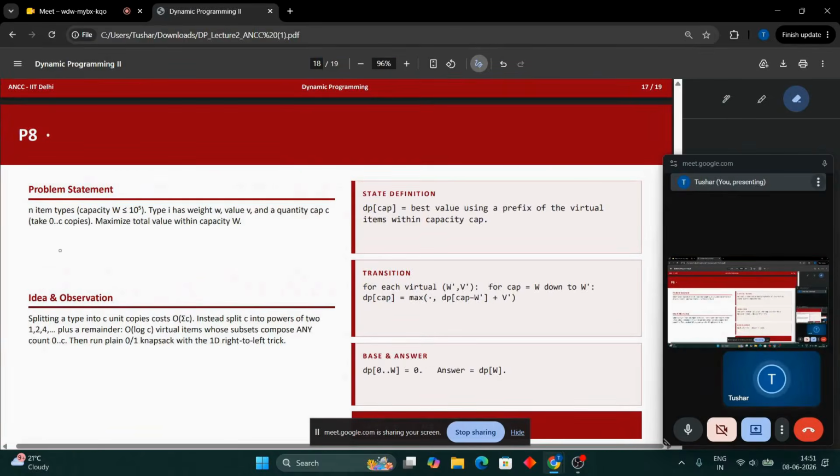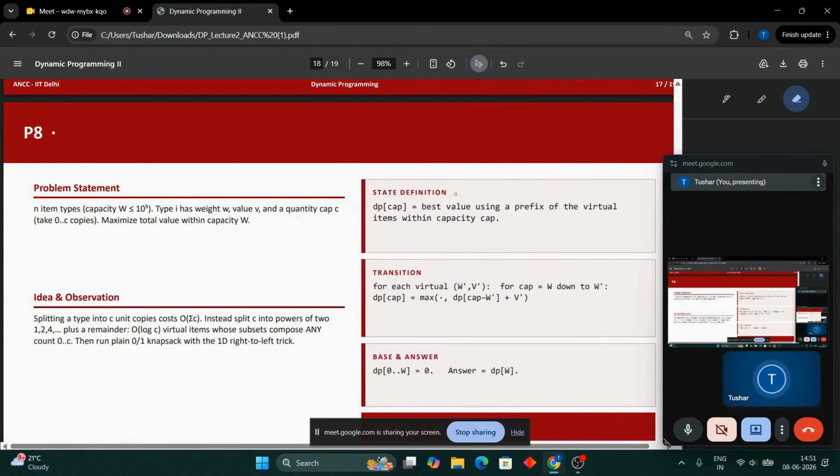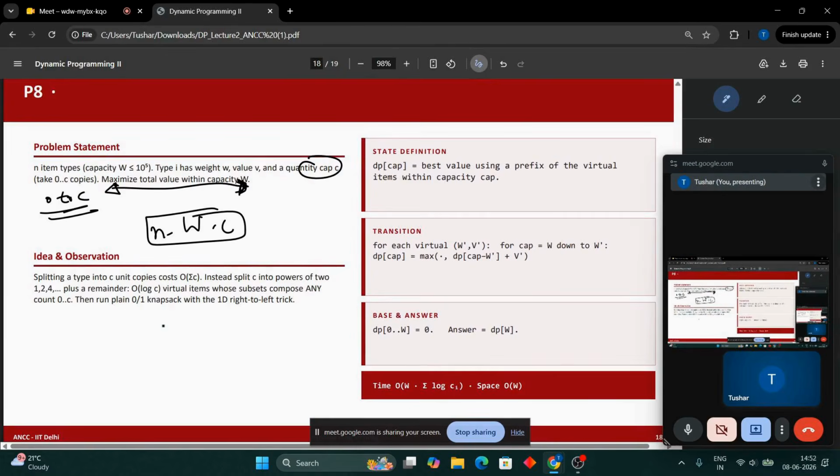We'll do the last one. This is a bit better version of the knapsack problem. In this, we are given that for each item, we also have some quantity c, and we are allowed to take 0 to c copies, and we have to maximize the total value. Now, we just can't do an O(n times W times c) solution, because that would just kill it, right?